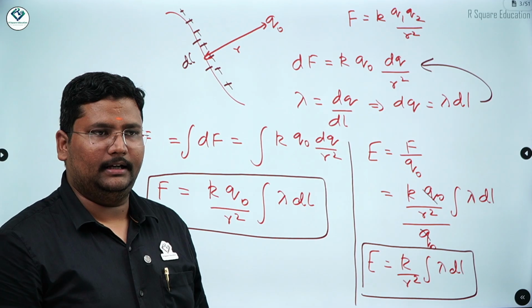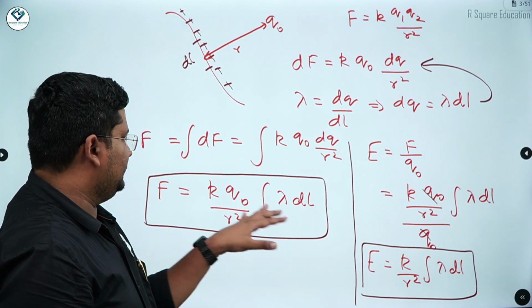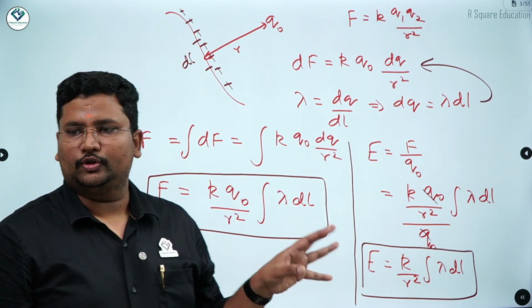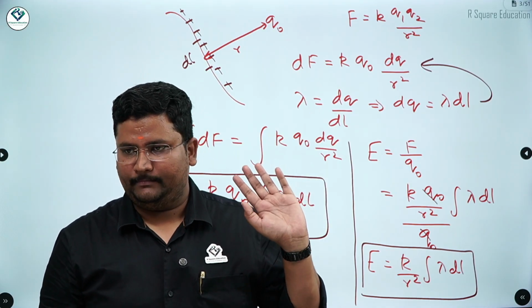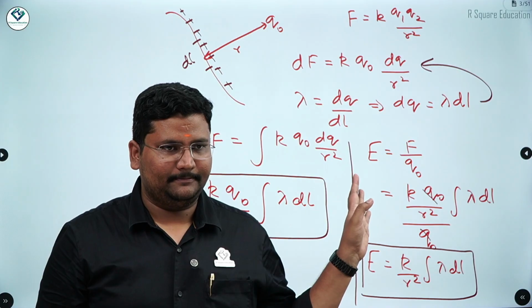Yes, clear, right? So this is what is electric field, and this is going to be the force due to continuous charge distribution, which means line charge density. Is that clear? Do you have any doubts?